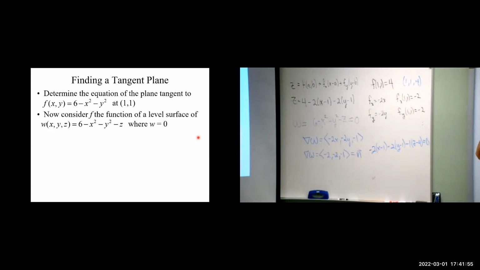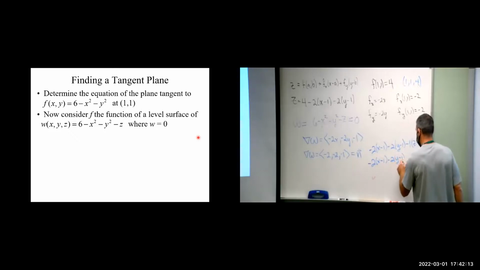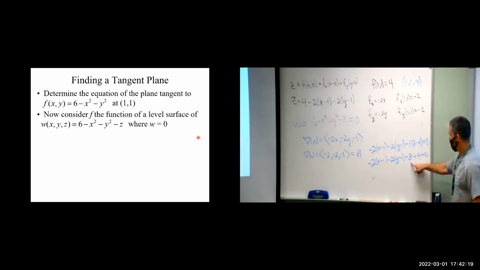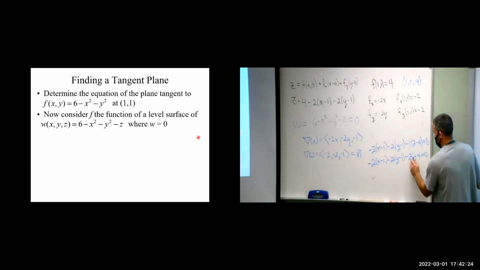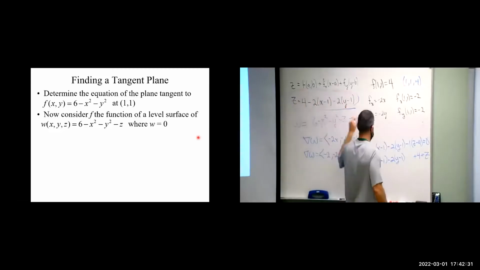Now, the question could emerge, are these the same plane? Well, let's do this. I'm going to distribute that minus 1. So minus 2 times x minus 1, minus 2 times y minus 1, minus z plus 4 equals 0. Then I'll add that z over to the other side. We get the exact same thing we had before.